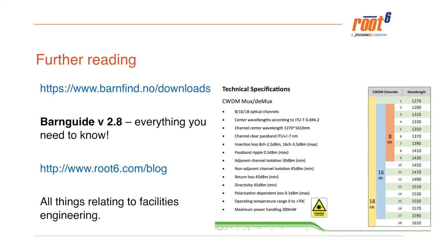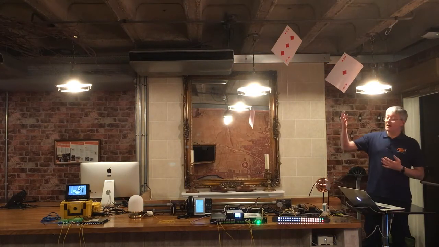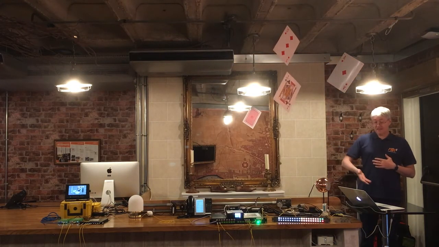I know I've banged on about Bondfind, and there are other manufacturers around, but their Bond guide, currently at version 2.8, which you can download from their website, is just 100 pages of fiber knowledge. Occasionally the Norwegian English translation is humorous, but it really is a bunch of good information in there. And there's lots of stuff on our blog as well. And there you go. So questions if you like, pastries if you don't, and thank you very much.